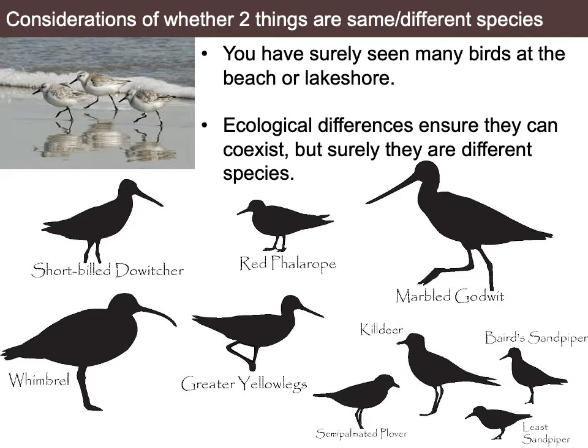And in fact, if you look at the silhouettes at the bottom, you'll see that there are quite a few different species. The names are there, so you know they're different species. These are all things that you might see running around the shoreline at the beach. You can see a dowitcher, a whimbrel, a yellowlegs, a phalarope, a godwit, a killdeer, sandpipers. All of these things live in the same area.